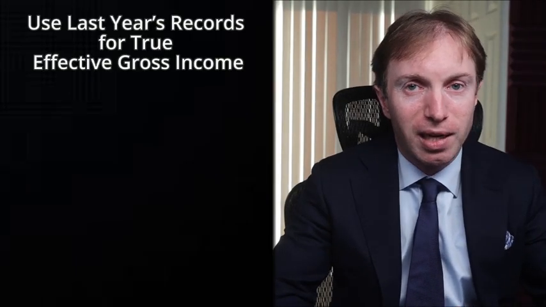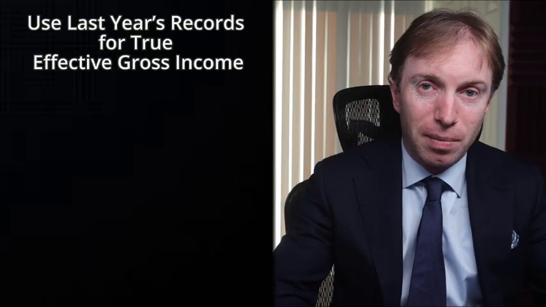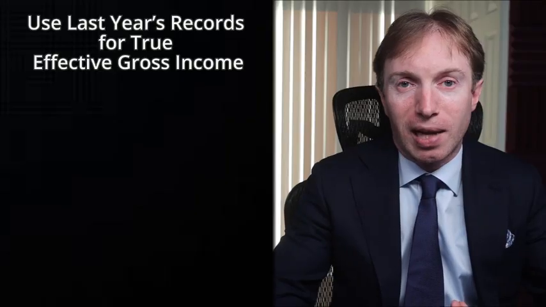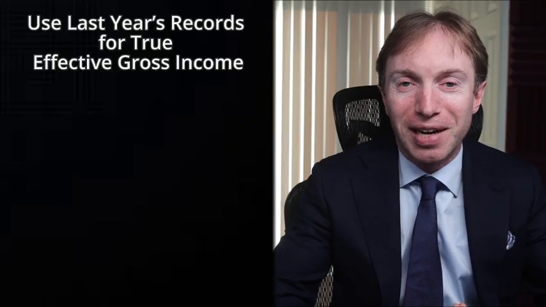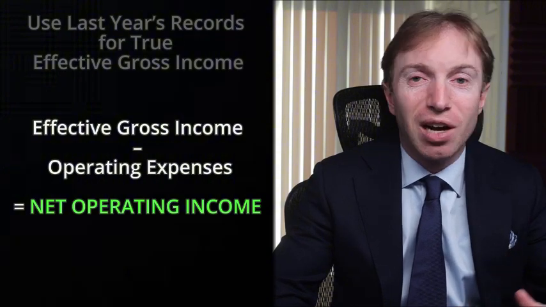You want to trust but verify. So trust the numbers, but double check. So look at last year's records, right? That way we get all the income, the effective gross income for the property at the yearly rate. Now we want to subtract the operating expenses to get our net operating income.